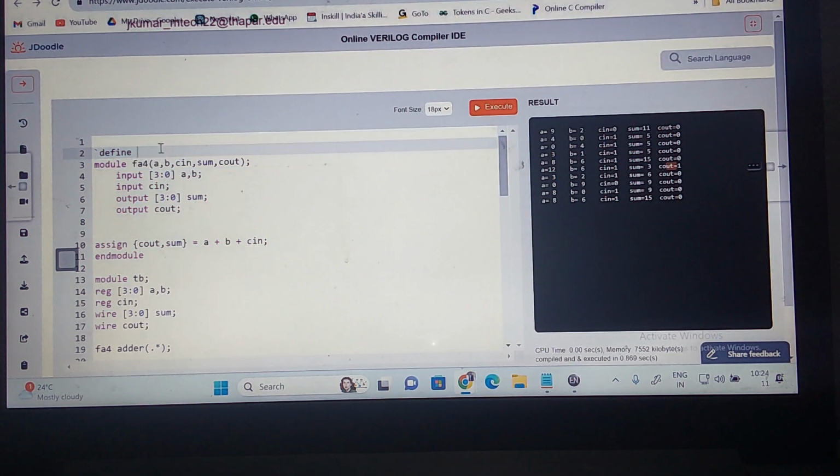Tick define DEPTH. Usually macros are created with capital letters. Shall I make the depth 8? Now to make this into an 8-bit order, it is 7 down to 0. To make this 7 down to 0, what do I need to do? I should use the depth: tick DEPTH minus 1.